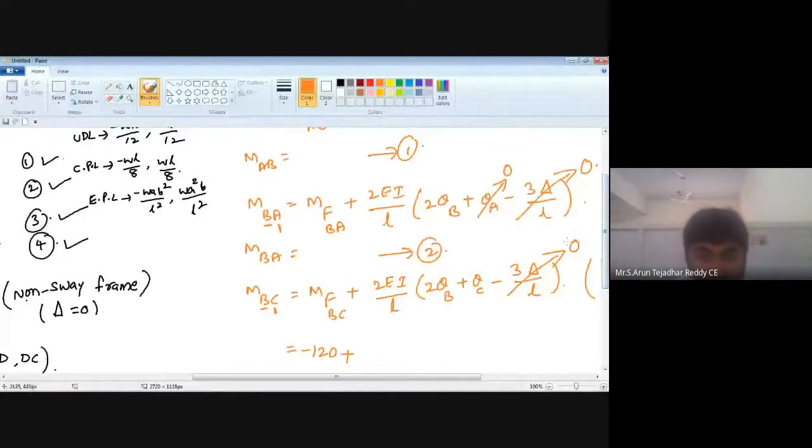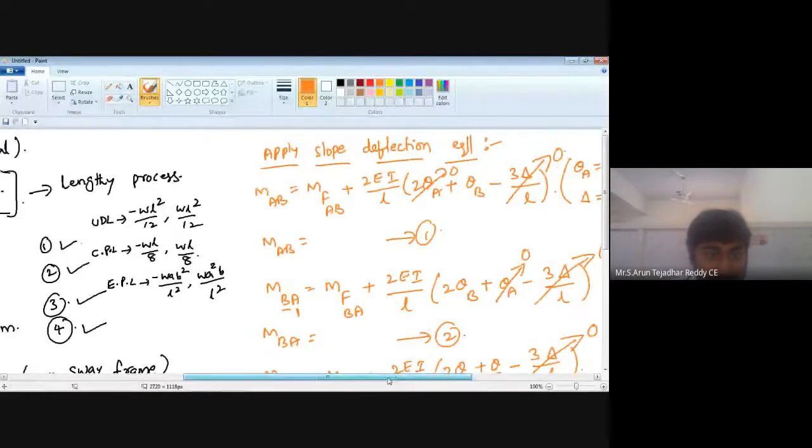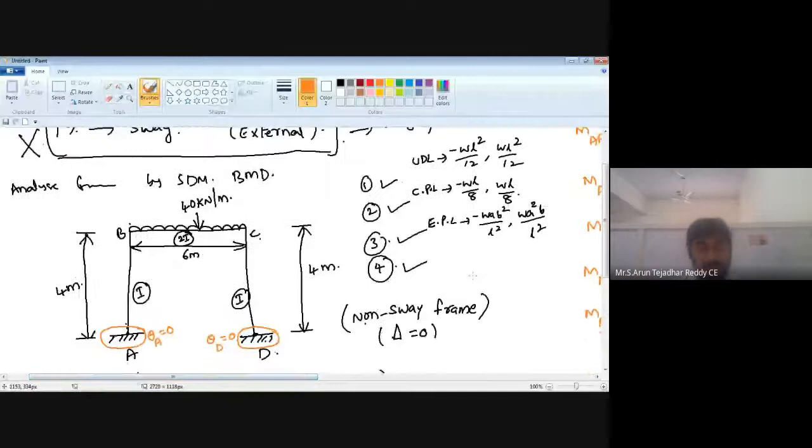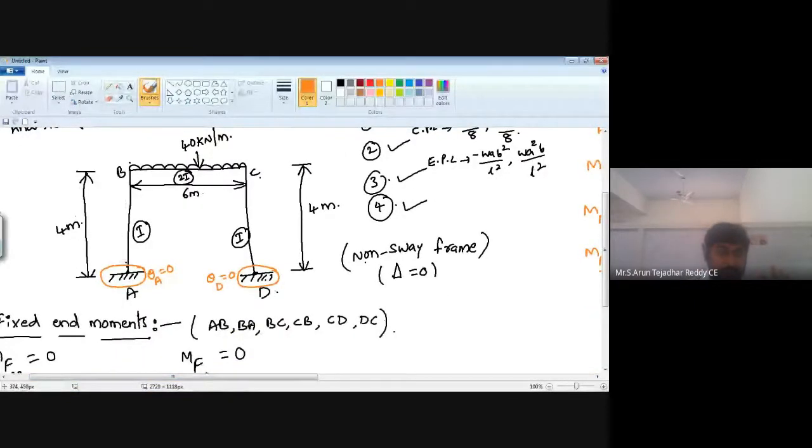See here, in the BC span, don't confuse. Why? Because first of all, you need to observe the given diagram. In the given diagram, A to B moment of inertia is I, so no problem, we can keep it like this. C to D moment of inertia is I, so no problem. But in the BC span, our moment of inertia is 2I.